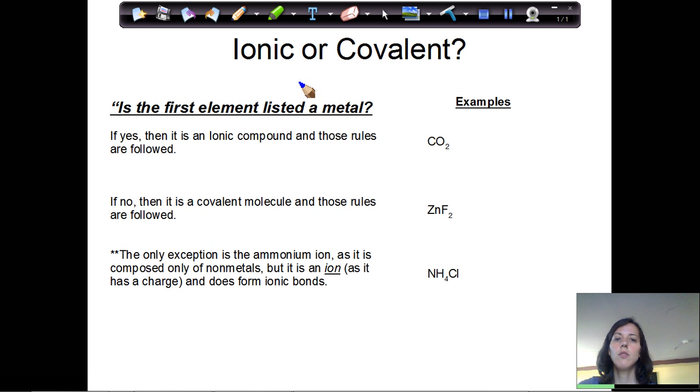Alright, so now that you know how to name both ionic and covalent compounds, you will be given mixed compounds and have to name them.